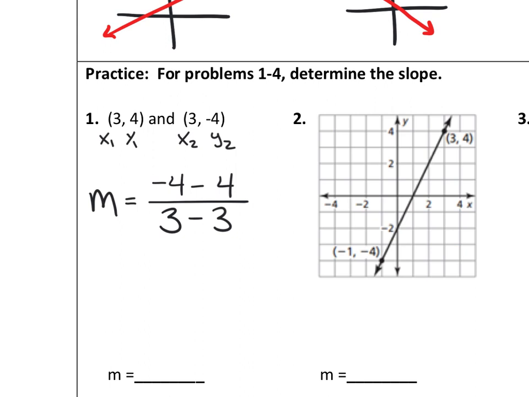I think it's alpha. Alpha y equals. Okay, go ahead. Your turn. Alpha y equals. I want you to type this in just as you see it. You do -4 minus 4. Go down to the bottom. 3 minus 3.